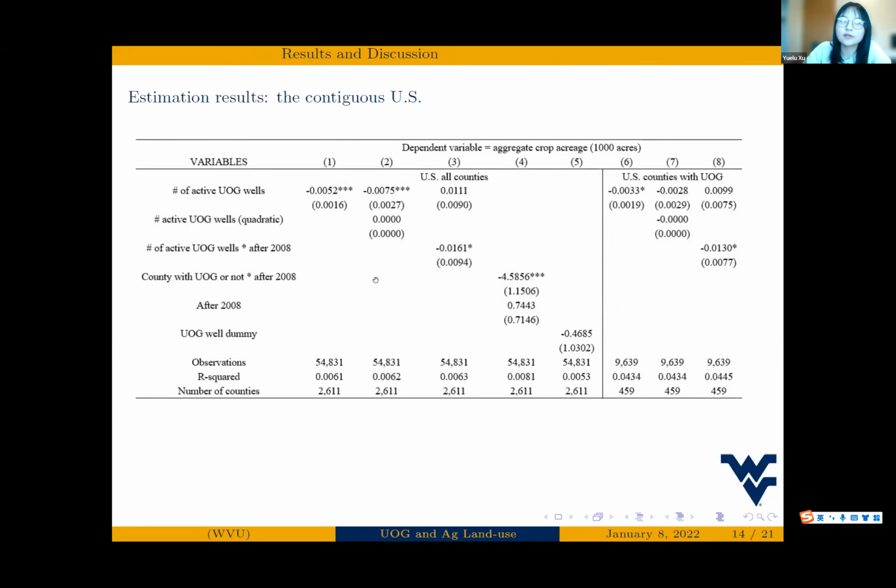So results show that the UOG development on average negatively affected the aggregate acreage in the US during the sample period. There is no quadratic effect. The UOG development after 2008 significantly affects crop acreage. On average, a county with UOG development after 2008 reduced the crop acreage by around 4,600 acres.